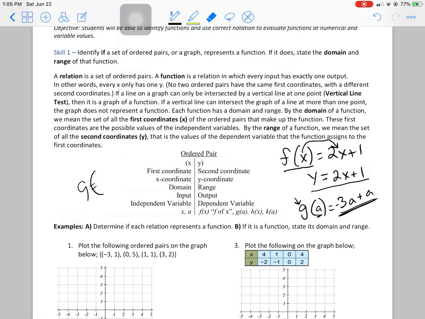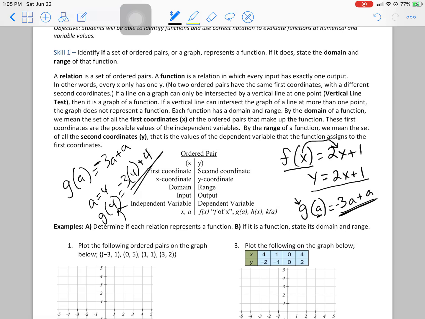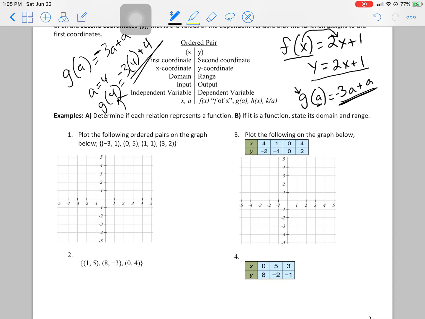Hang on. G of a equals, what did I say? G of a is negative 3a plus a. And they'll say a is 4 or something. So g of 4 would be the same as negative 3 times 4 plus 4, right? So this letter right here represents every variable that's in the expression, okay? So that's function notation, but we'll do some more, I promise, of that.